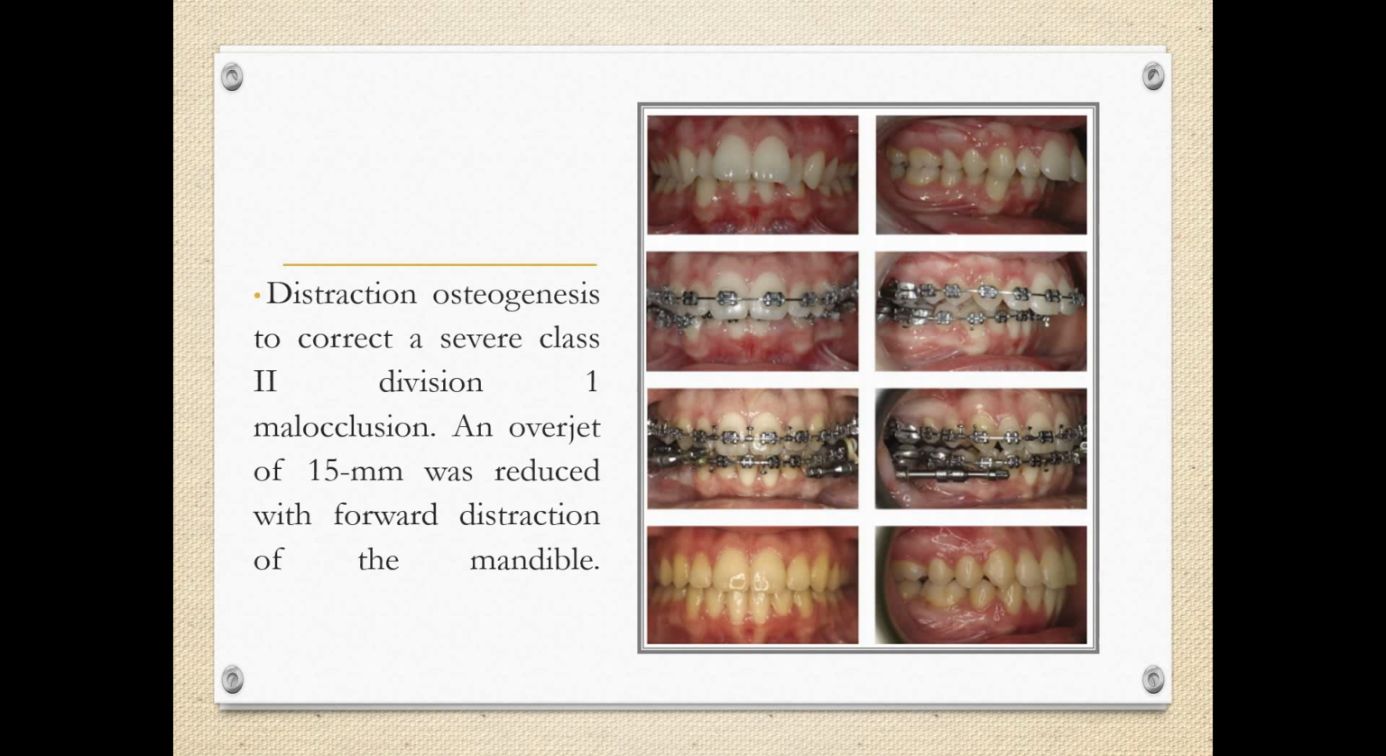Once the desired movement has been achieved, a period of consolidation is required to allow maturation of the newly formed bone and stabilization of the new jaw position. It is clearly important during distraction osteogenesis to carefully control the vector of surgical movement.